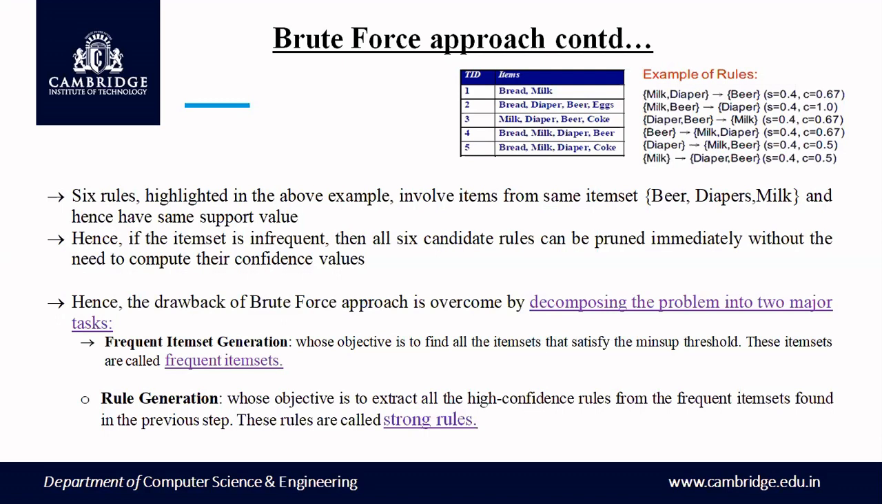Yes, but what happens in the brute force approach? It doesn't apply all this. It tries to generate all the rules, calculate the support, and only then it goes for pruning the rules. So the major drawback of the brute force approach is trying to calculate the support for all the rules over there. So how can it be overcome? How can this particular problem be overcome?